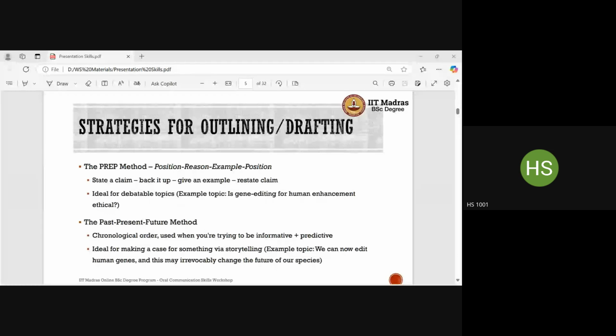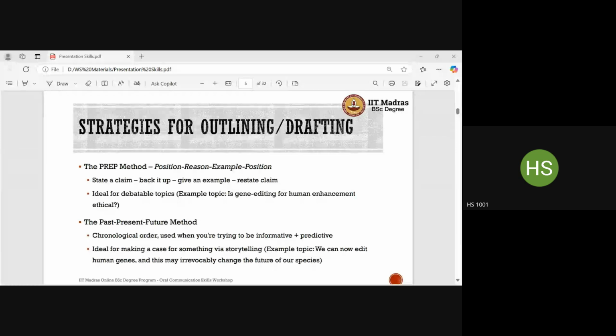Past, present, future method, where you organize data in a chronological manner in order to analyze it, in order to make predictions on the basis of it, in order to make an argument or a case by presenting this data in a chronological order. Okay? For example, we can now edit human genes, and this may irrevocably change the future of our species. We don't actually know the answer to this, right? We can only predict the outcome of human gene editing.